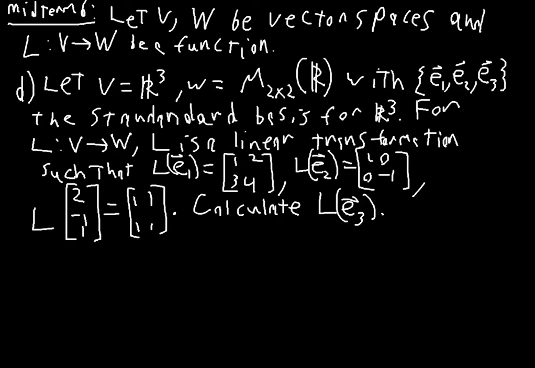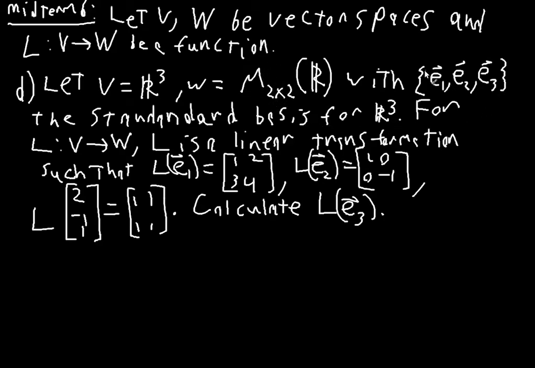Next question is awfully similar to that one, but they don't give us the information on just a standard basis. What we have is a linear transformation. We know this guy's a linear transformation, but it's going between R3 and the set of 2 by 2 matrices.